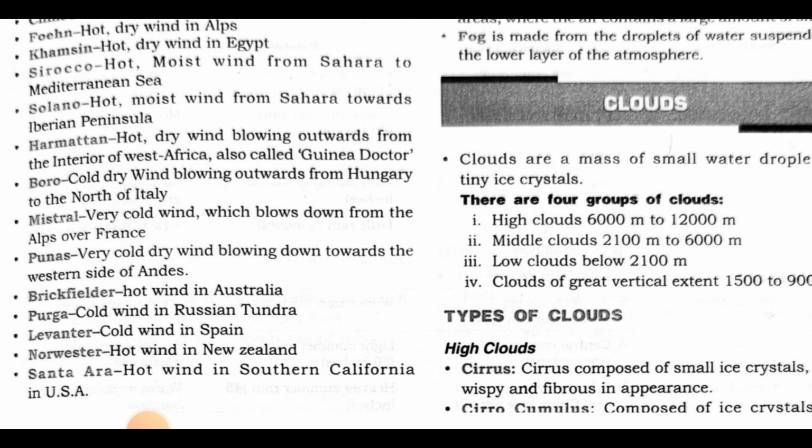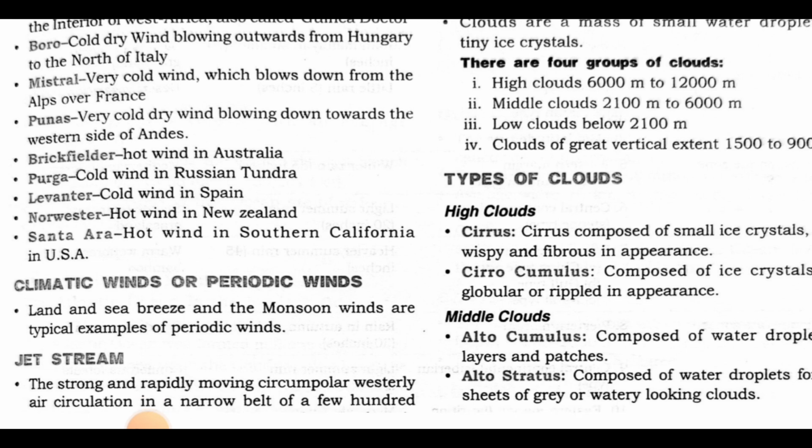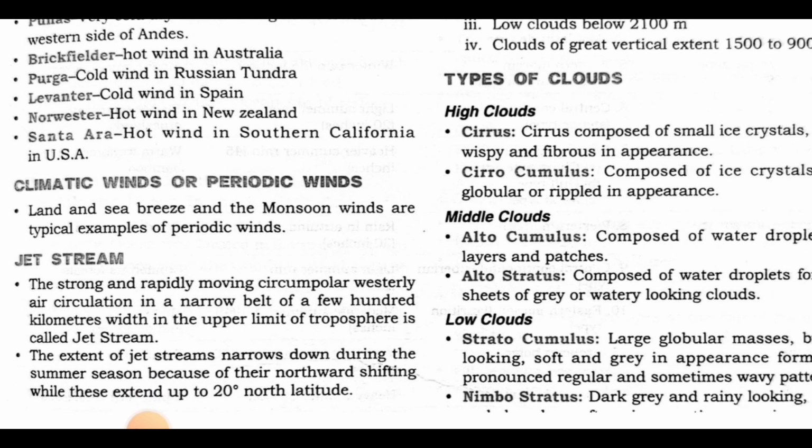There are four groups of clouds: high clouds, 6,000 meters to 12,000 meters; middle clouds, 2,100 meters to 6,000 meters; low clouds, below 2,100 meters; and clouds of great vertical extent, 1,500 to 9,000 meters. Types of clouds: high clouds, middle clouds, low clouds, great vertical extent.